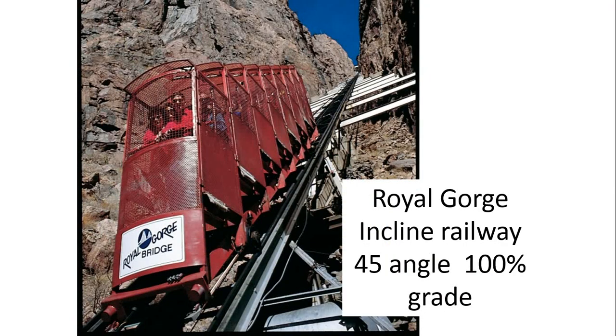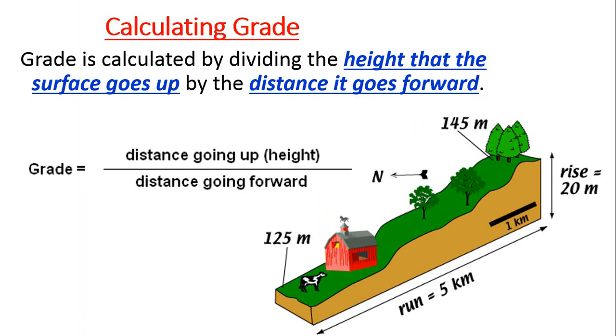The steepest mode of transportation I could find in the United States is Royal Gorge. They have an incline railway. It's almost an elevator. It goes up at a 45-degree angle, which is 100% grade. That means for every meter you go forward, you also go up a meter. Now, how do we calculate grade? Grade is calculated by dividing the height that you go up by how far you go forward.